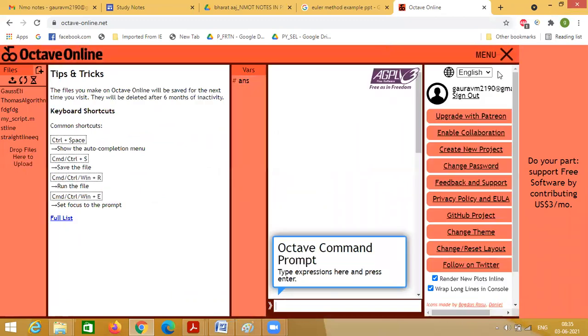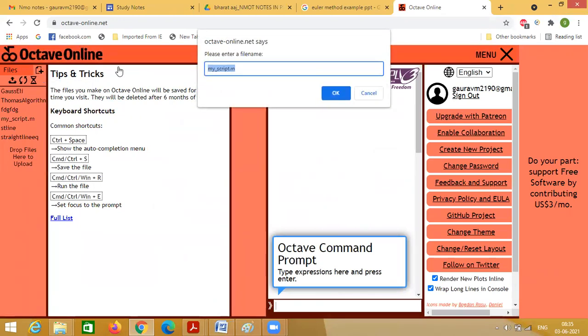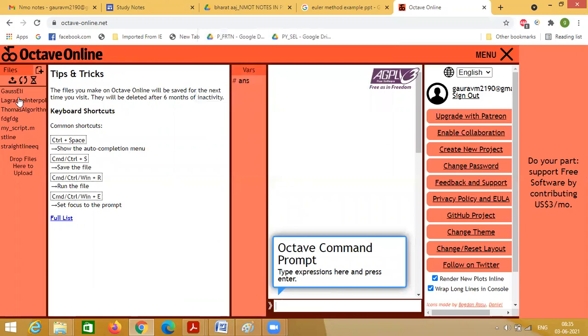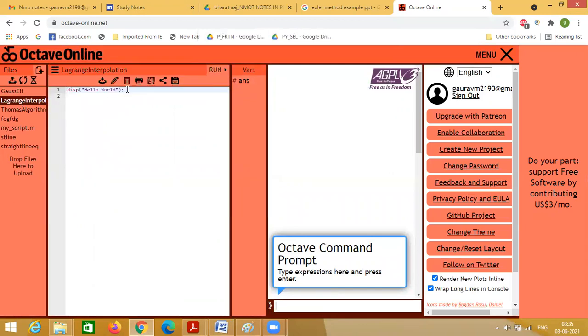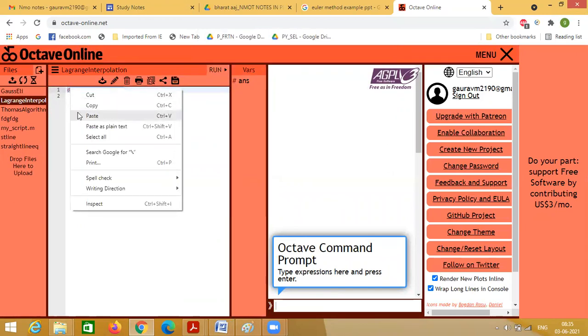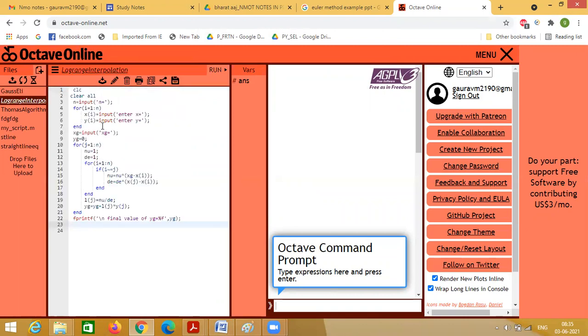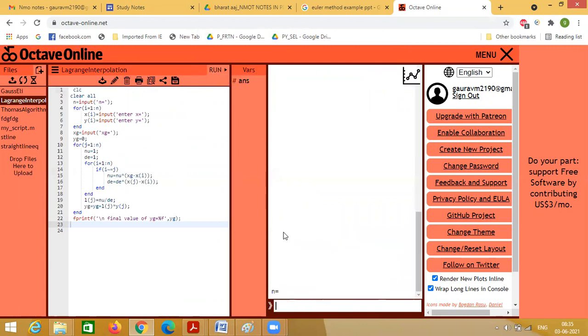Here you need to just log in, and you will find the plus symbol, so you can add a file. Here I am writing the name Lagrange Interpolation. Save this file. Here you will get this file. Just click on this file, and whatever code is there, just paste it. So this is the code. Paste it and save it, and here you will find the run option. Click on the run button, and your output will be displayed here.